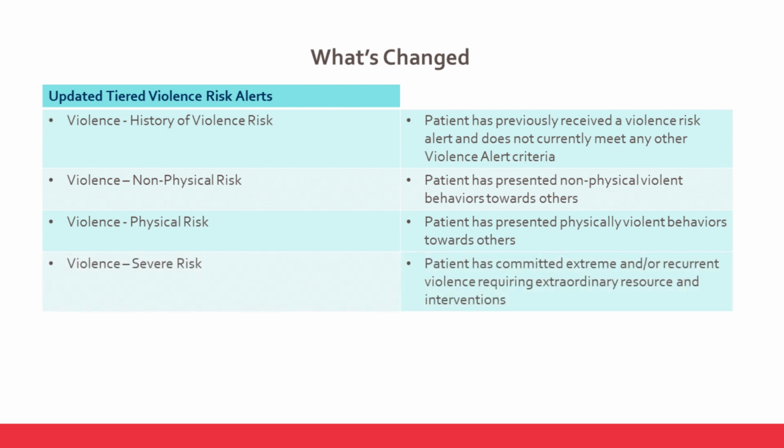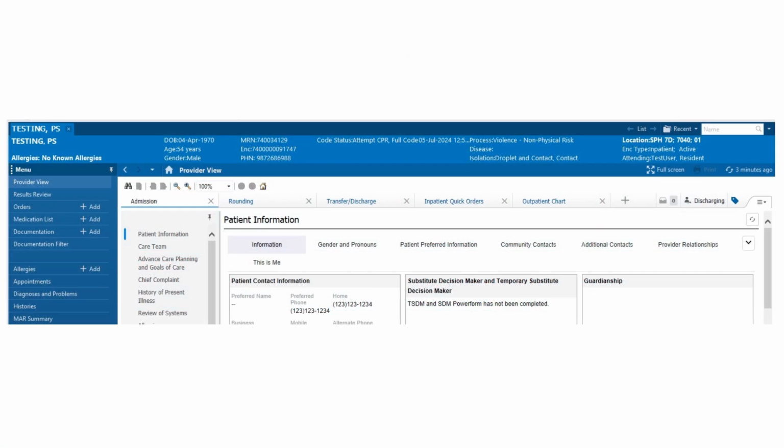Violence severe is a risk alert used for patients who have committed extreme and/or recurrent violence requiring extraordinary resources and interventions. This includes attempted mass casualty and severe psychological harm. Next, let's review where to find alerts.